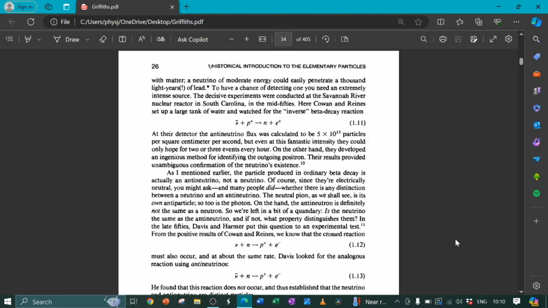At their detector, the antineutrino flux was calculated to be 5 × 10⁻13 particles per square centimeter per second. But even at this fantastic intensity, they could only hope for 2 or 3 events every hour. On the other hand, they developed an ingenious method for identifying the outgoing positron. Their results provided unambiguous confirmation of the neutrino's existence.